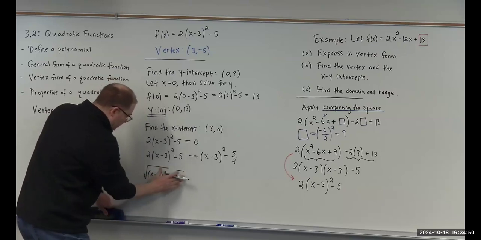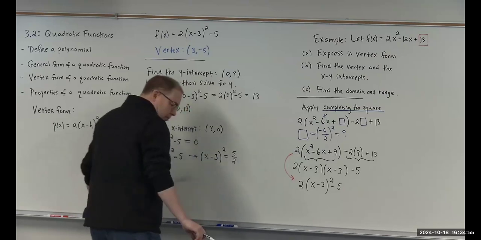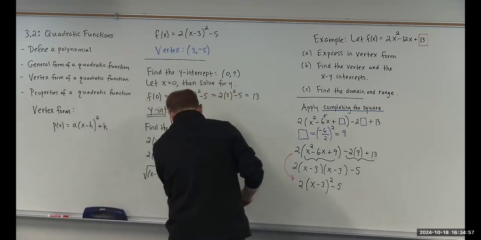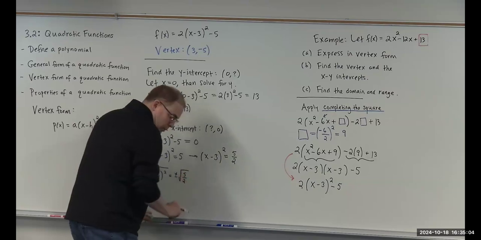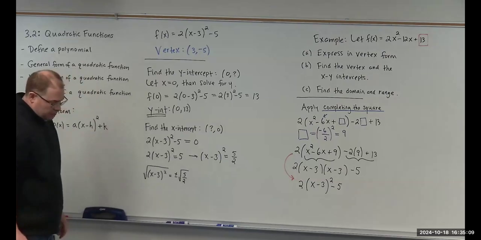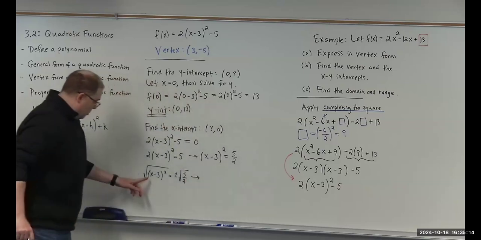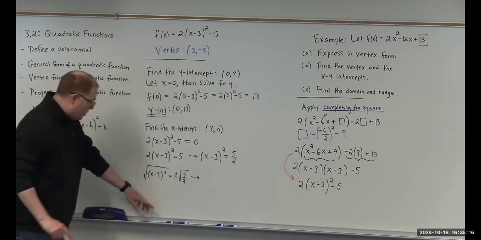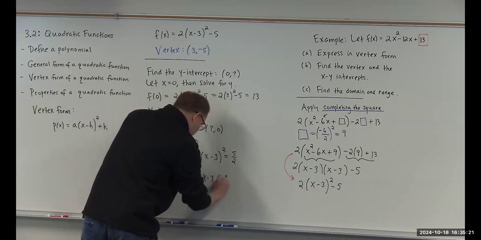When you do this, don't forget the plus or minus here. The square root is going to undo this square. So we end up getting x minus 3 equals plus or minus square root of 5 halves.